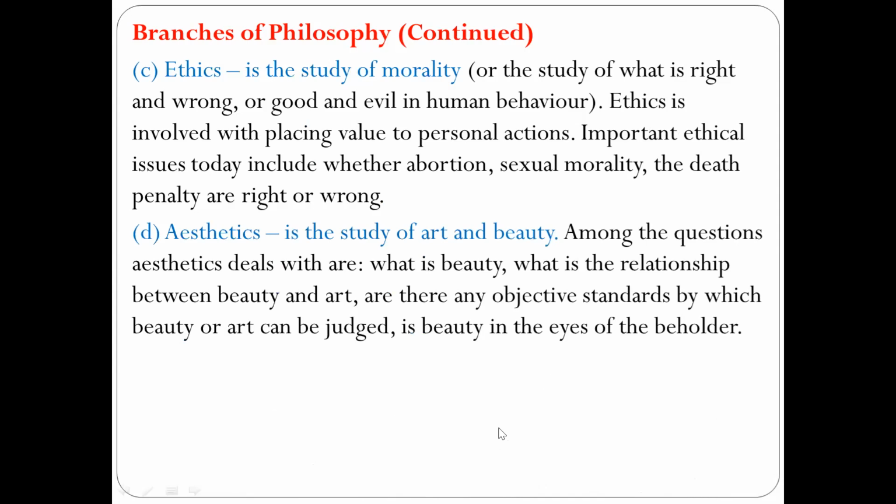The fifth branch is aesthetics, which is the study of art and beauty. Among the questions aesthetics deals with: what is beauty? What is the relationship between beauty and art? Are there any objective standard by which beauty or art can be judged? Is beauty in the eyes of the beholder?